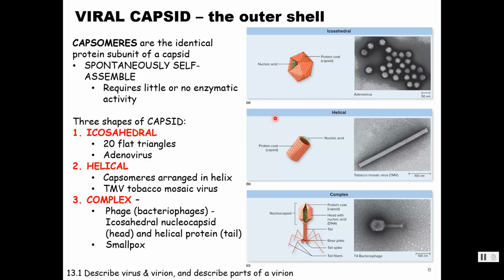The next one is called helical, and just like a spiral. So helical, the capsomeres are arranged in that helix shape around the genetic information.